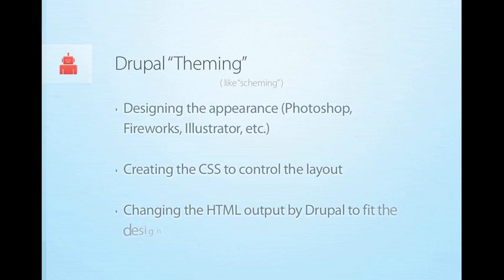The last part, and the part that we'll talk about the most in this video, is changing the HTML output by Drupal to fit the design. When Drupal creates a page, it outputs a set of default HTML markup. What we're going to talk about is how you, as the themer, can modify that HTML output by Drupal to conform to the HTML that you need for your designs.